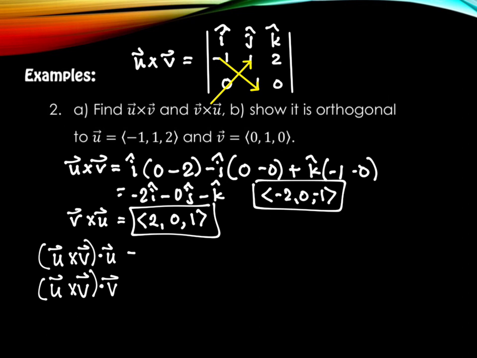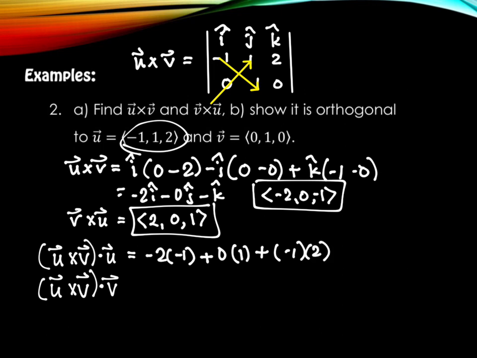Okay? So we're going to take the first box that we found over here, and you could do the second one if you want. I'm going to do this one, -2, 0, -1. And I'm going to do the dot product of that with vector u. So vector u was back up here. Here it is right here. So I'm going to have -2 times -1. I'm going to actually really write it out. Plus 0 times 1 plus -1 times 2. That's the dot product with u.